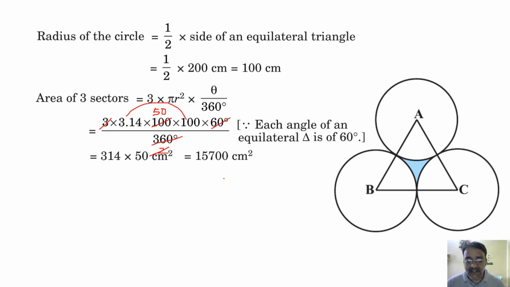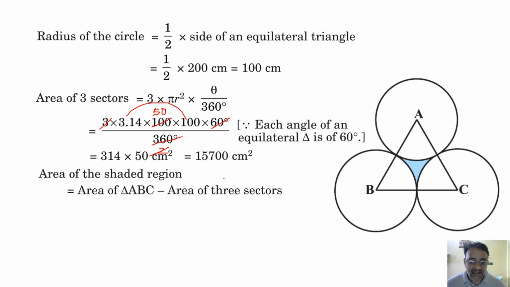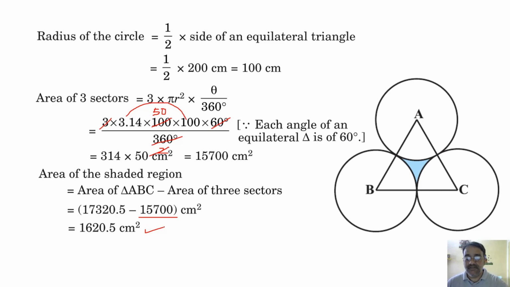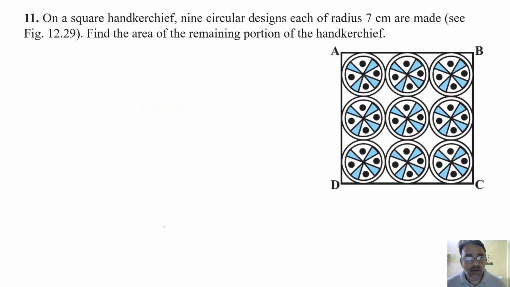Now area of shaded region, as I told you at the beginning, is area of triangle minus area of three sectors. Area of triangle is given in the question, that is 17,320.5. Now we have to subtract this number, so we'll get 1,620.5 centimeter square. Any doubt in this question? No, sir. Okay, so now we are moving towards the 11th question.